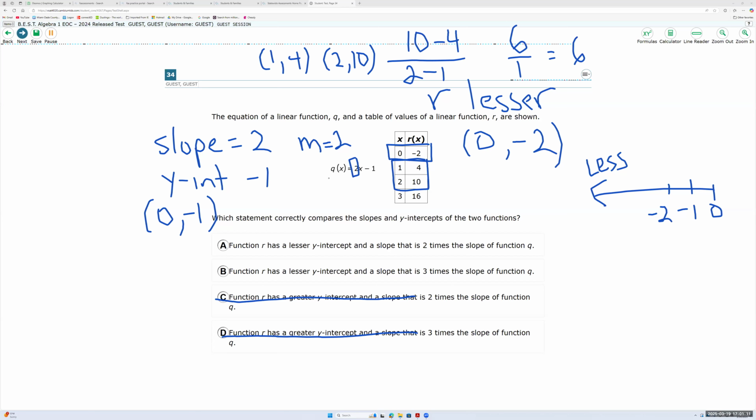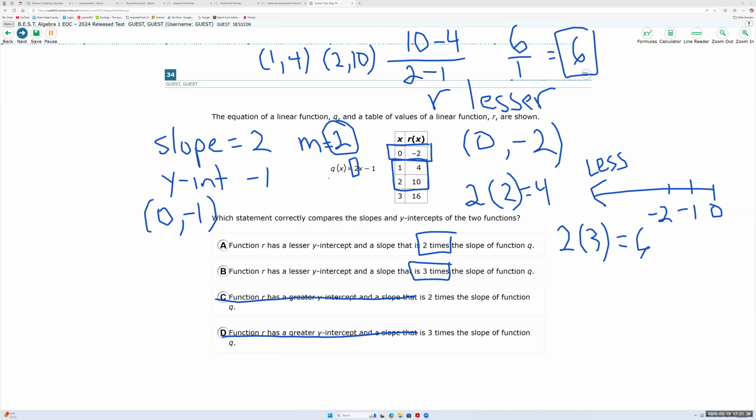What is it saying? 3 times versus 2 times. Now we start with 2. 2 times 2 is 4. I shouldn't use that x, because that's what's confusing when we have x's and y's. So I'm going to use parentheses, which means times. So 2 times 2 is 4, and 2 times 3 is 6, which is what we have here. So it has to be 3 times and a lesser y-intercept. My only choice is B. I'm going to choose B, and then I'm going to erase everything.